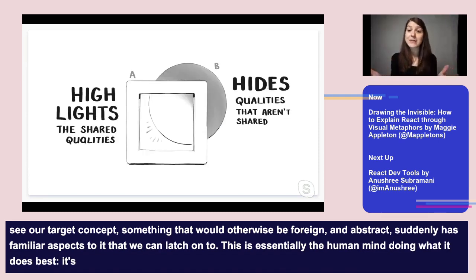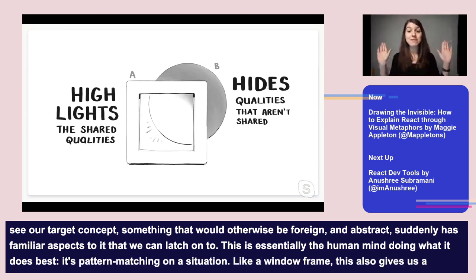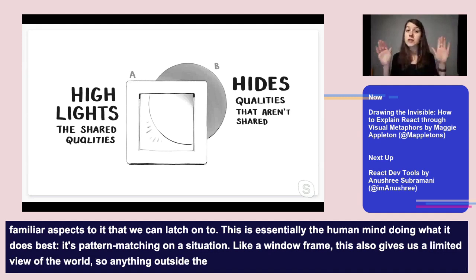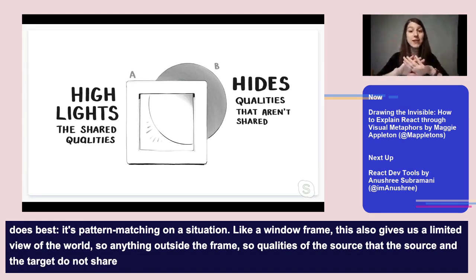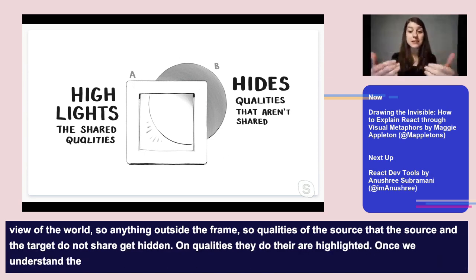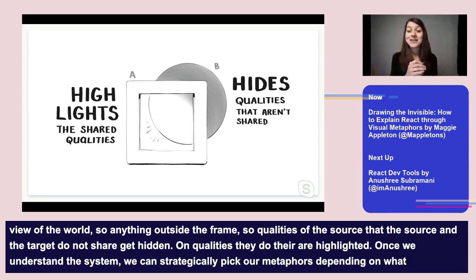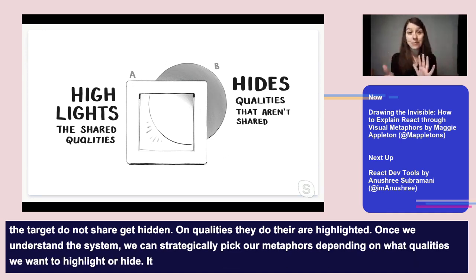And just like a window frame, the source frame also gives us a limited view of the world. So anything outside the frame, so qualities that the source and the target do not share, those get hidden, while qualities they do share inside the frame are highlighted. Once we understand the system, we can strategically pick our metaphors depending on what qualities we want to highlight or hide. It allows us to focus on what's important and downplay any irrelevant details.